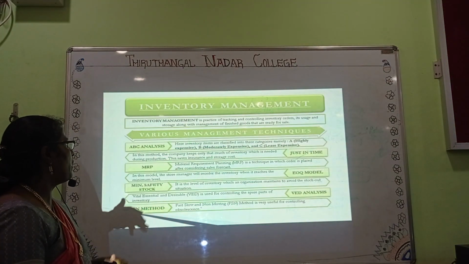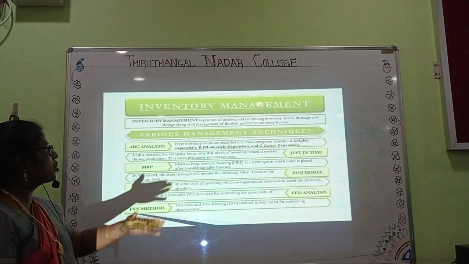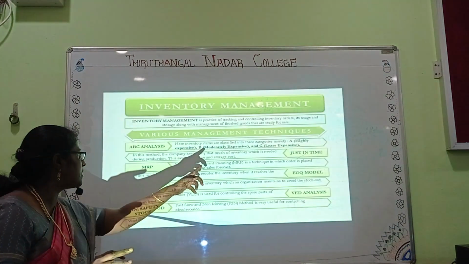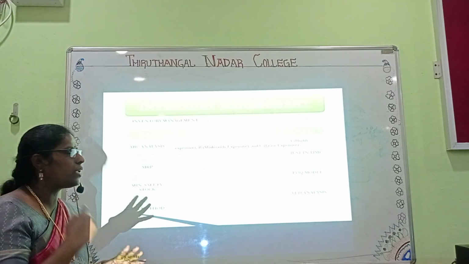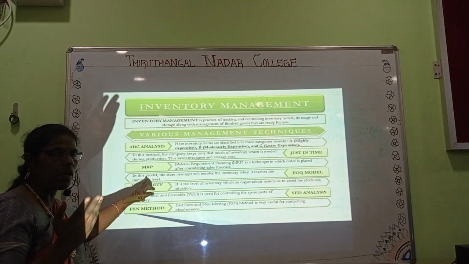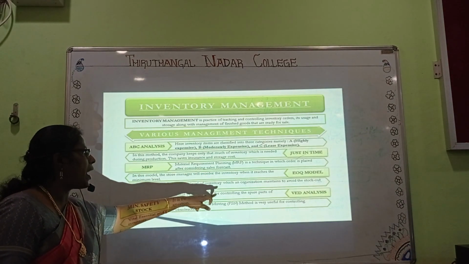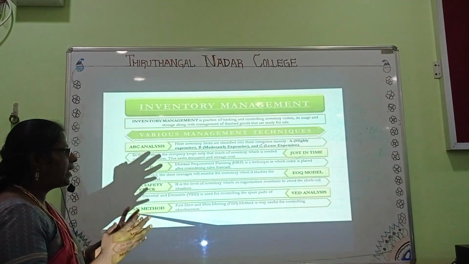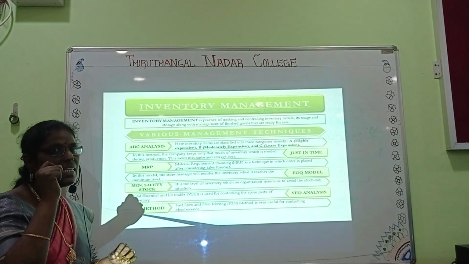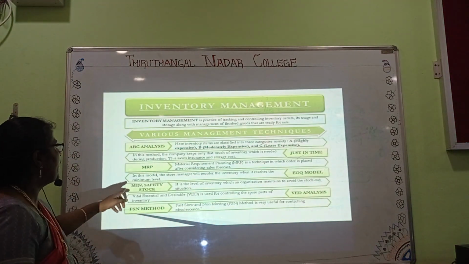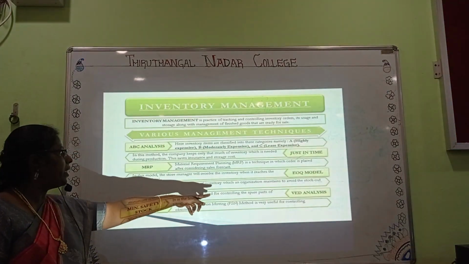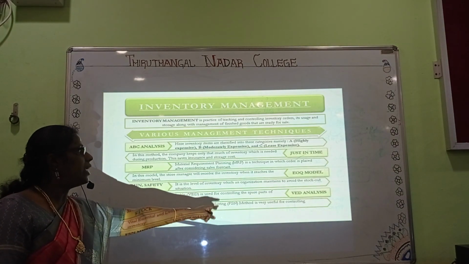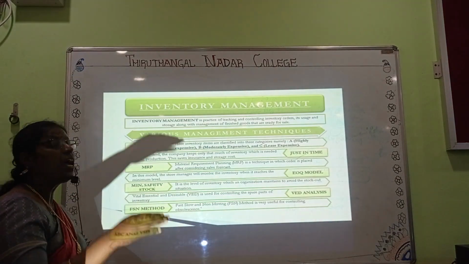Next one is the just-in-time inventory method. The company keeps only that much inventory which is needed during production. They store only the required inventory, that is called just-in-time. For the time requirement, they keep inventory. Next one is MRP. What is the meaning of MRP? Material requirement planning. Okay, so this technique is applied after considering the sales forecast. So they maintain inventory after forecasting the sales. Next model, EOQ model. In this model, the store manager will order the inventory when it reaches the minimum level. Next one is minimum safety stock. It is the level of inventory which the organization needs to maintain to avoid an out of stock situation.